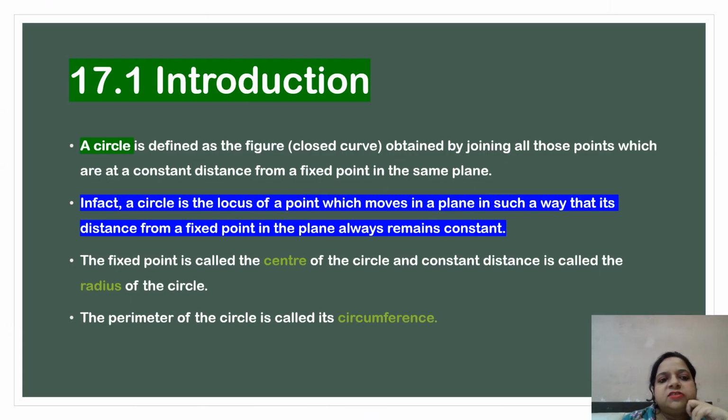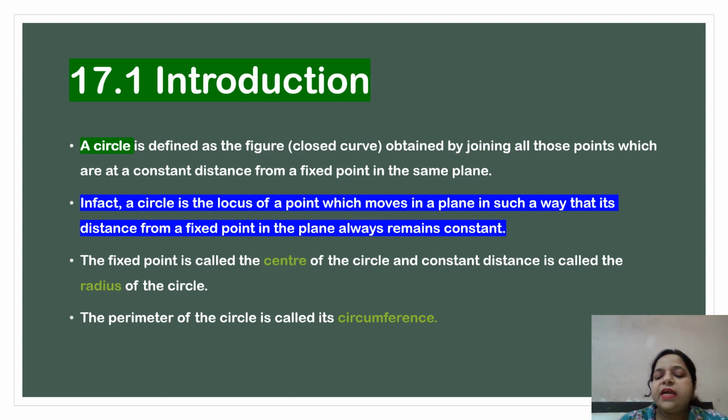Coming to the introduction, children, point number 17.1, introduction. What is a circle, children? A circle is defined as the figure, a closed curve, obtained by joining all those points which are at a constant distance from a fixed point in the same plane. It is not a 3D figure. It is two-dimensional, that is, in the same plane.